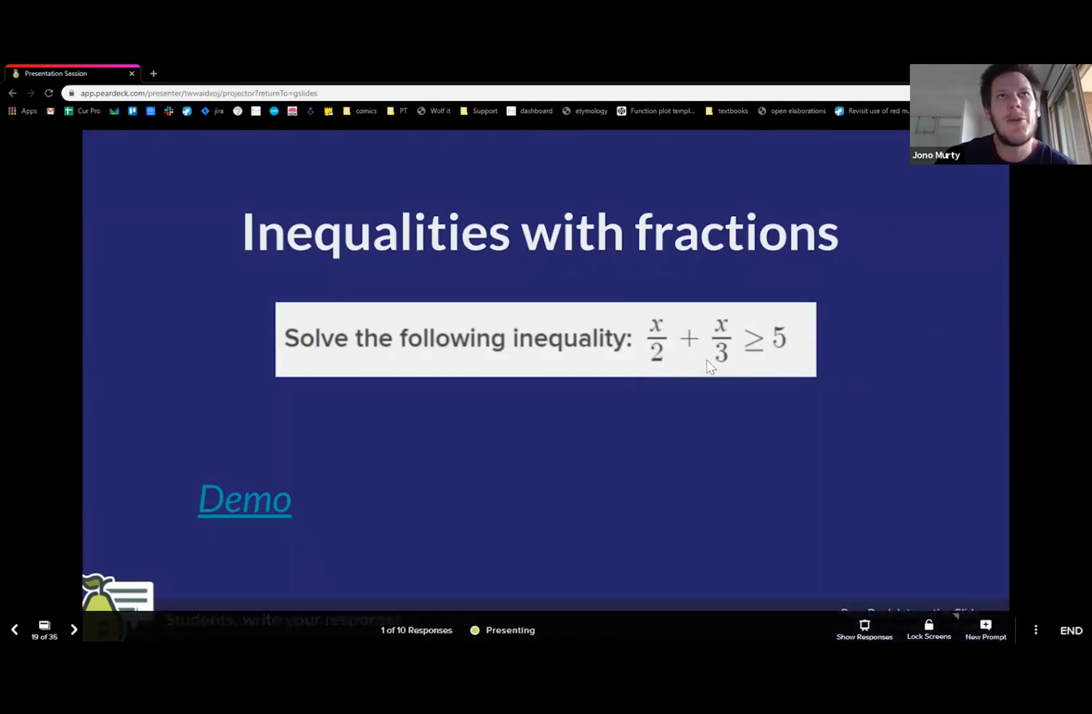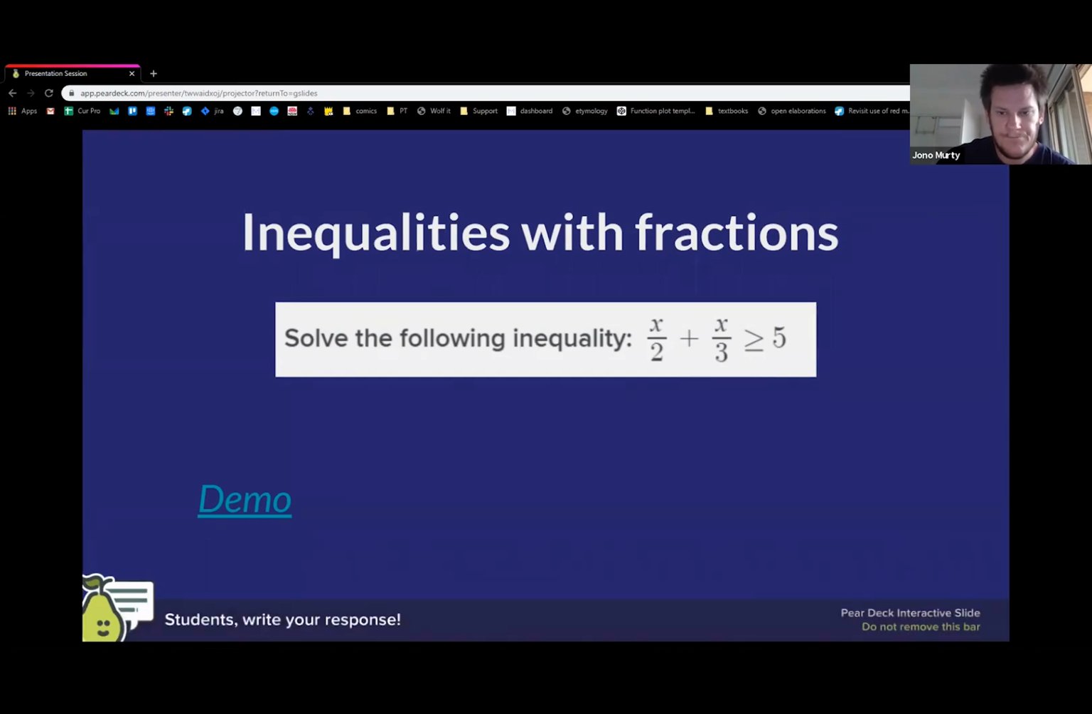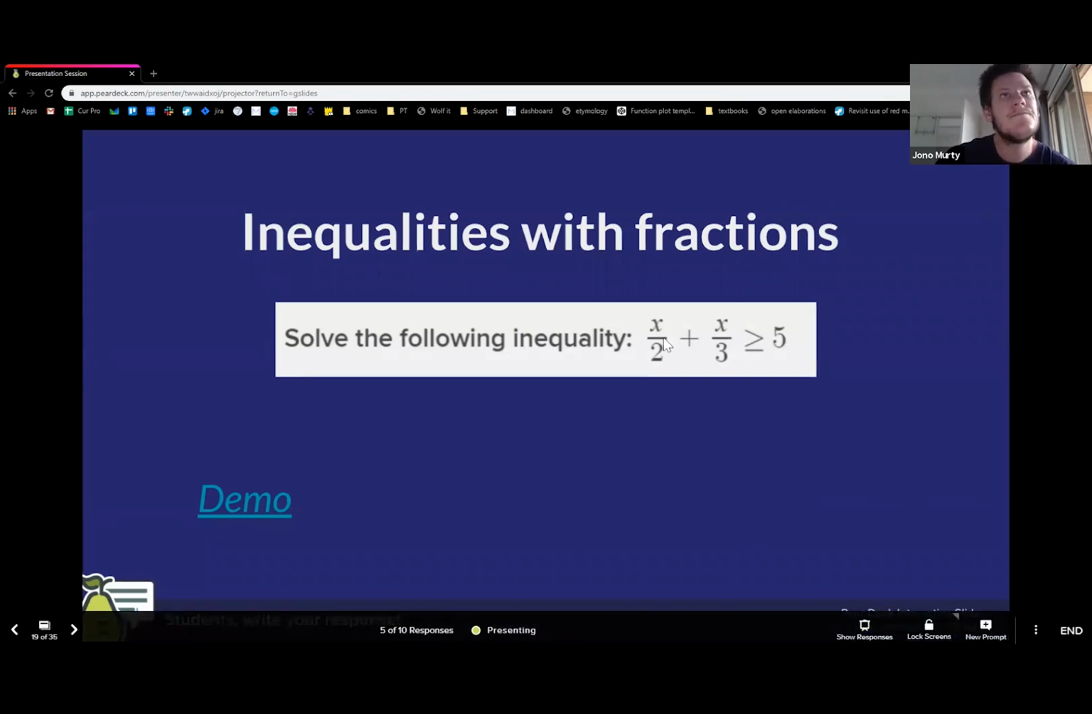We have uncommon denominators here. So the first thing we'd probably want to do is rewrite this side with a common denominator. Is greater than or equal to 6. Looks correct.